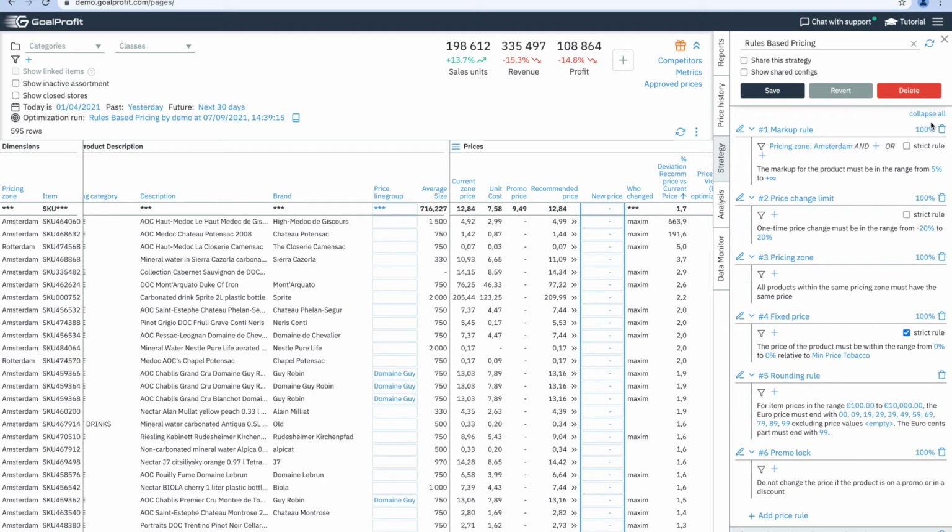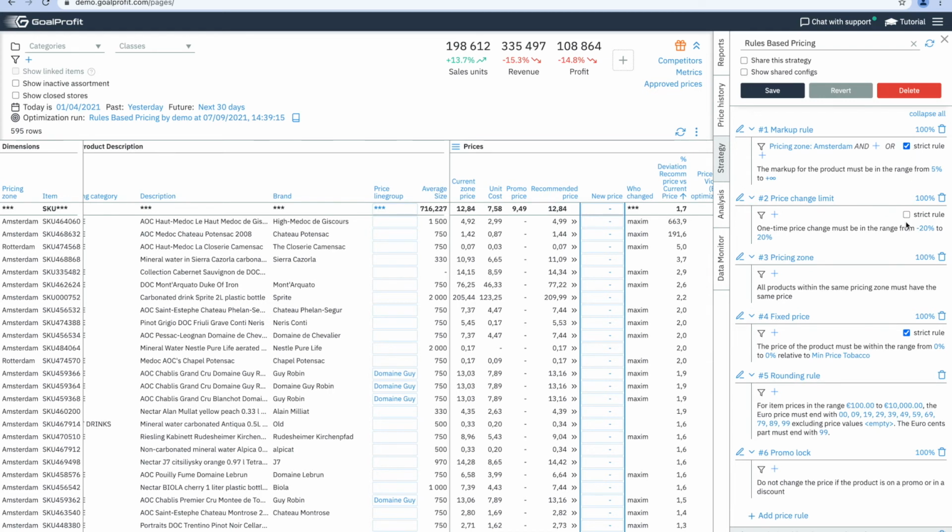So you can define priority by defining the weight. Now you see the weight is 100% for all of them, so they are equal to each other, but we can increase this weight. But if we want this rule to be executed in any case of conflict, to give this rule the highest priority, we can check the box called strict rule. So in any situation when pricing rules are conflicting with each other, the markup rule will be executed with first priority.